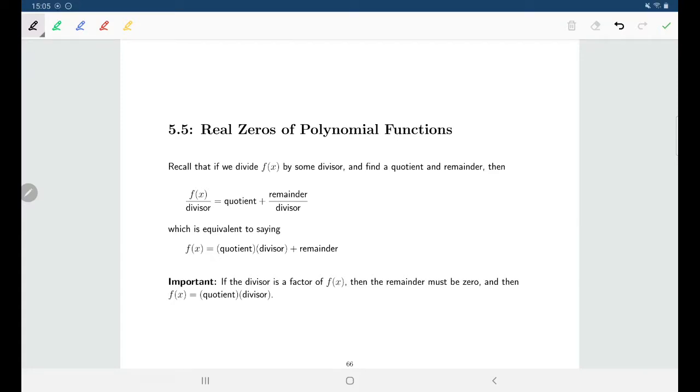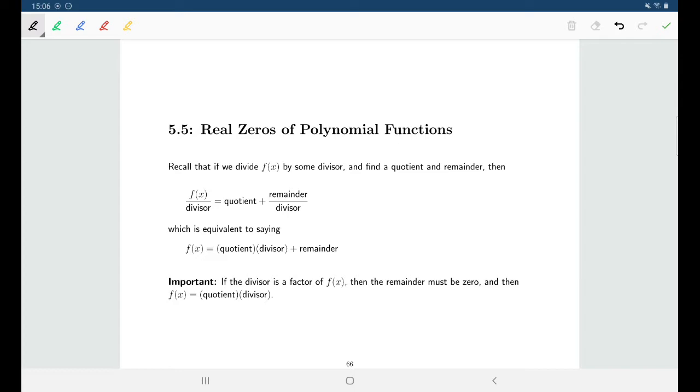Welcome back. In this section, we'll be talking about real zeros of polynomial functions. If you're thinking back to 5.1 or even the previous section, if you were graphing a polynomial function or solving a polynomial inequality, you would need to know where the x-intercepts for that polynomial function are. And that means that if it's not already a factored polynomial, you'll need to be able to factor it.